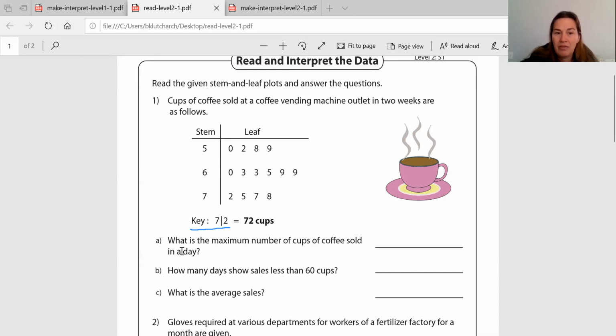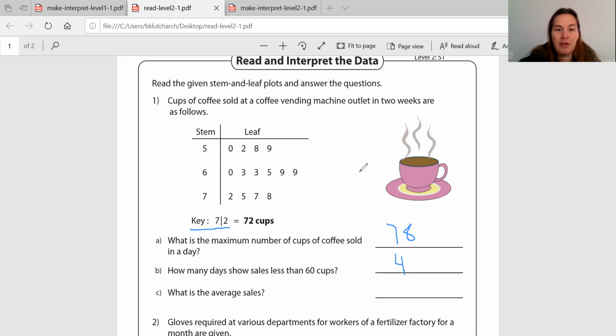So then we have all of these questions that are being asked. What is the maximum number of cups sold? Well, we can see that the maximum number of cups sold is 78. How many days show less than 60 cups? Well, here is our 60, so there'd be 50, 52, 58, and 59. So that would be 4 days.